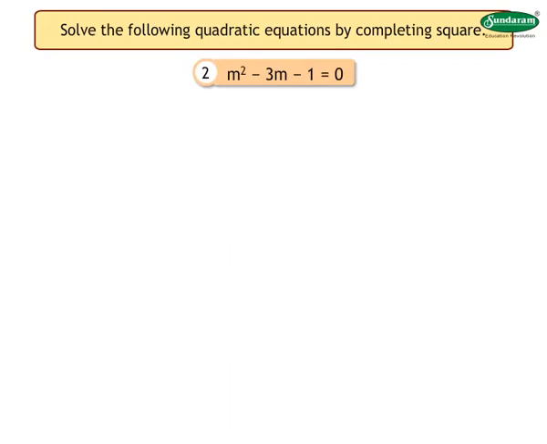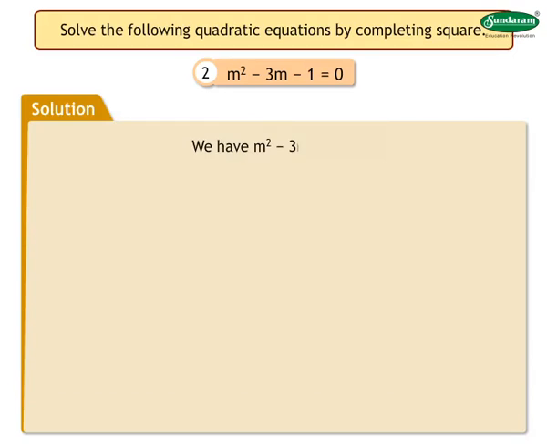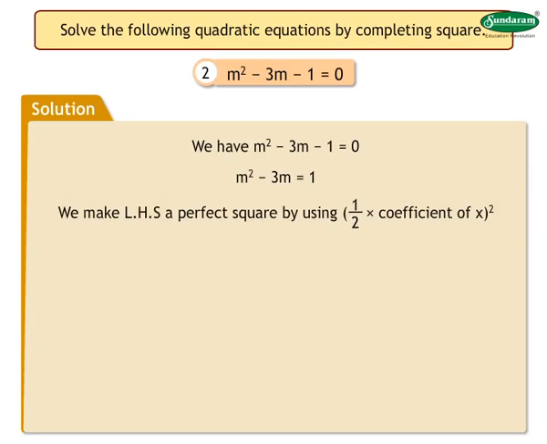Number 2. m² - 3m - 1 = 0. Solution. We have m² - 3m - 1 = 0. m² - 3m = 1. We make LHS a perfect square by using (1/2 × coefficient of x)². (1/2 × -3)² = 9/4.